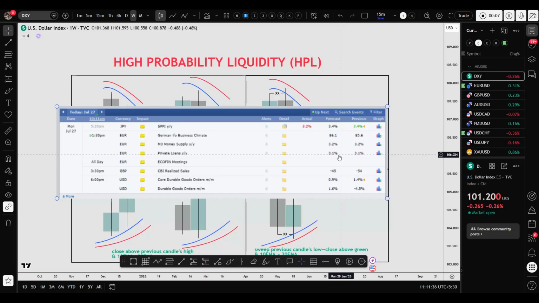So it's a fresh new week, and we're gonna start the week with a lesson on how we can actually mark the high probability liquidity areas. Before that, let's discuss what's going on in terms of economic news events today.